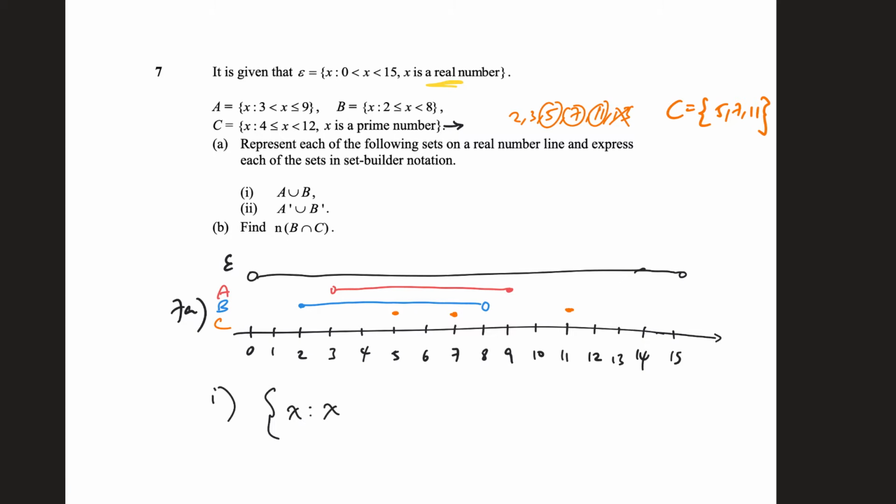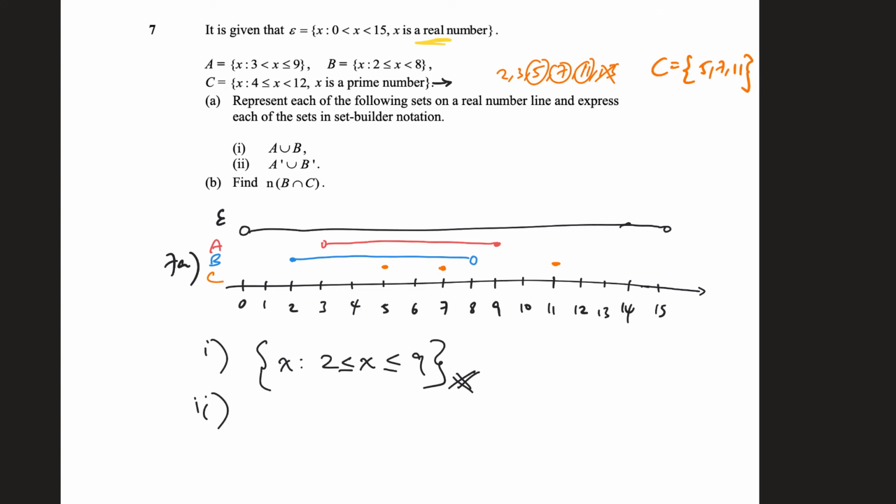And so A union B is everything inside here, including everything inside here. So B starts earlier, right? So we include everything here. Even though A doesn't include 3, B has 3, so we include 3 as well. B ends here, it doesn't have 8, but 8 belongs in A, and A goes all the way to 9. So A union B is basically include 2, go all the way to 9. So how we write it is simply x, where x, we include 2, we go all the way to 9.